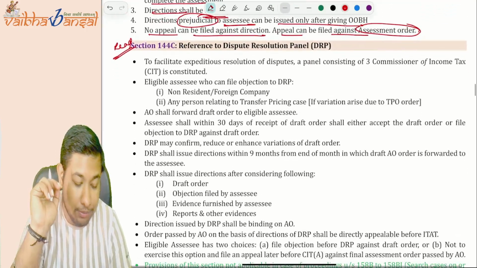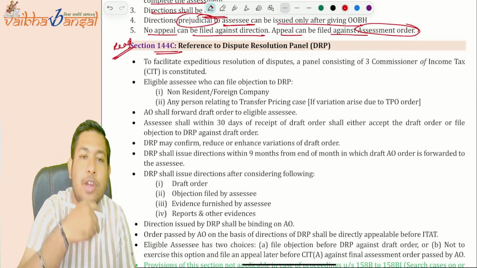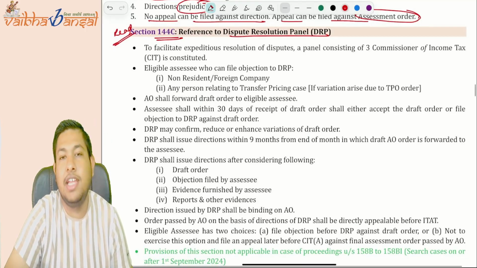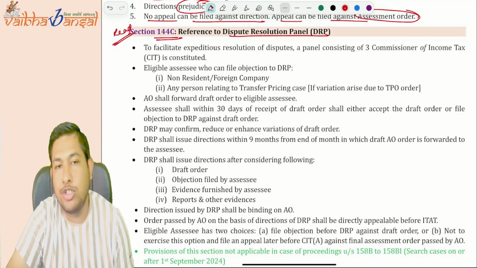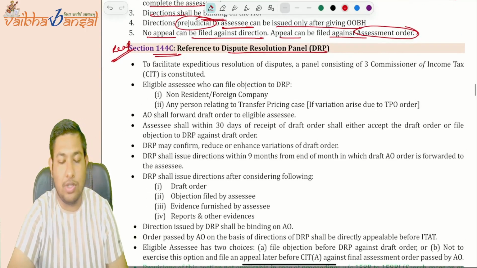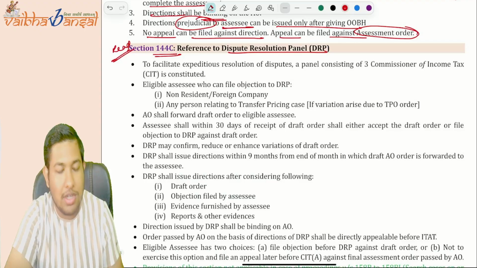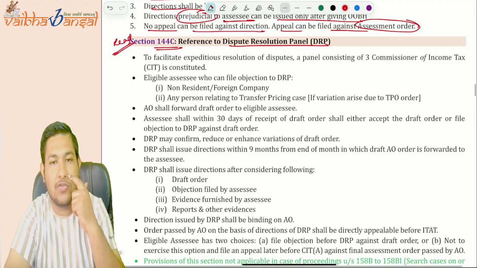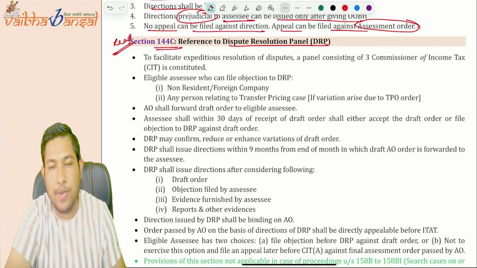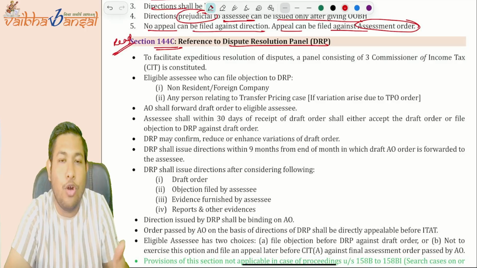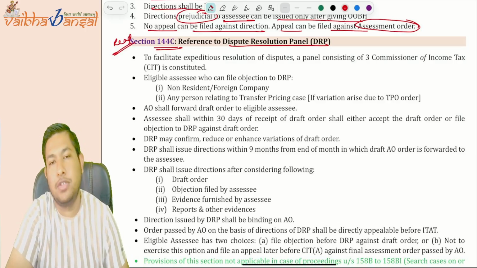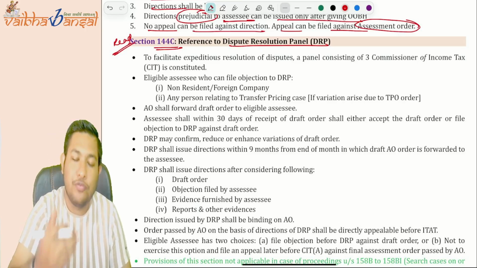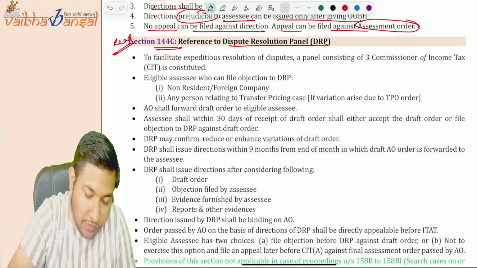Just read it now. Section number 144C, that is a reference to the DRP, that is the dispute resolution panel. See, if you are not satisfied with any of the assessment orders, then you can ask for the dispute resolution panel, and it is made for the expeditious resolution of the dispute, meaning the fastest resolution of the dispute.